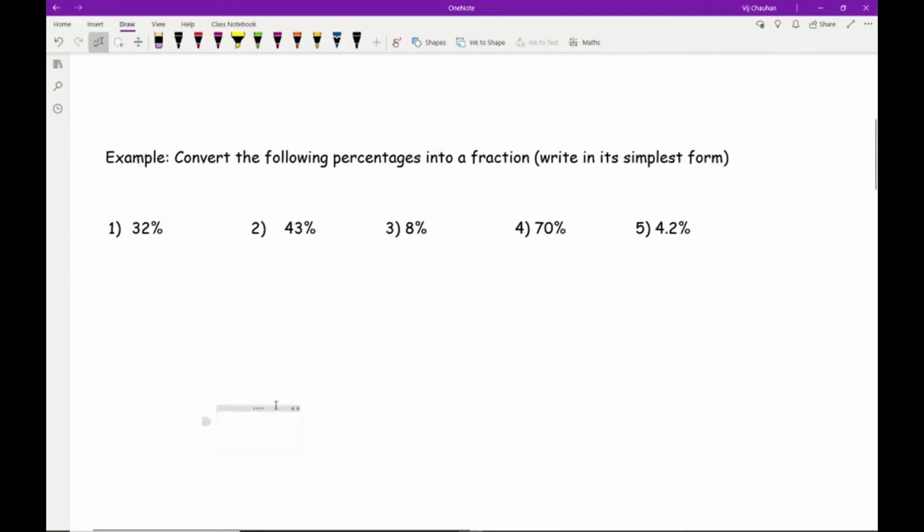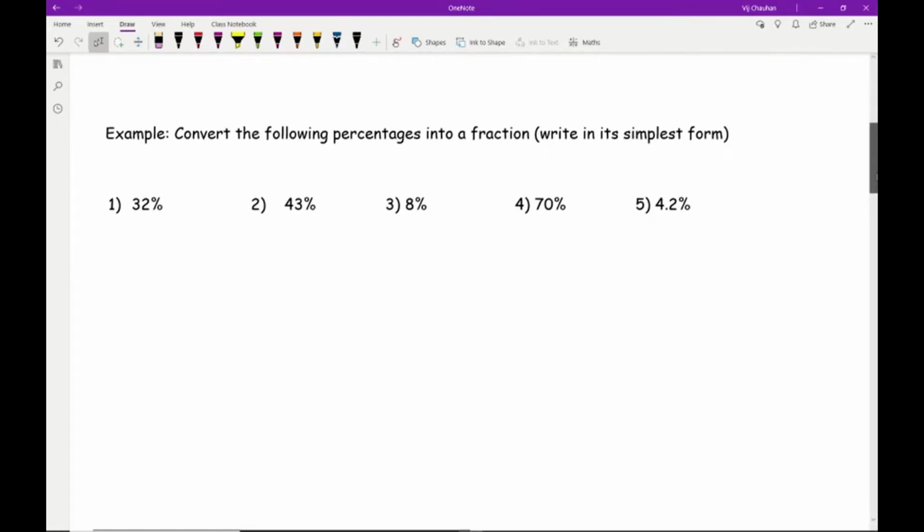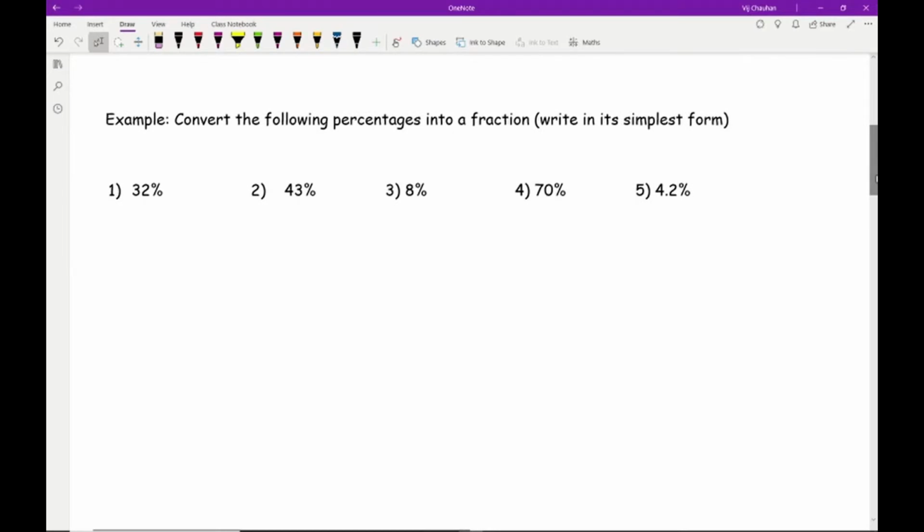So what we want to do is convert each of these percentages into a fraction. As you can see, there are a range of big numbers and small numbers, and we've also got a cheeky decimal percentage there as well. So starting this off, let's get a decent colour pen. Let's go for purple. All we want to do is divide the percentage over 100. So it's going to be 32 over 100.